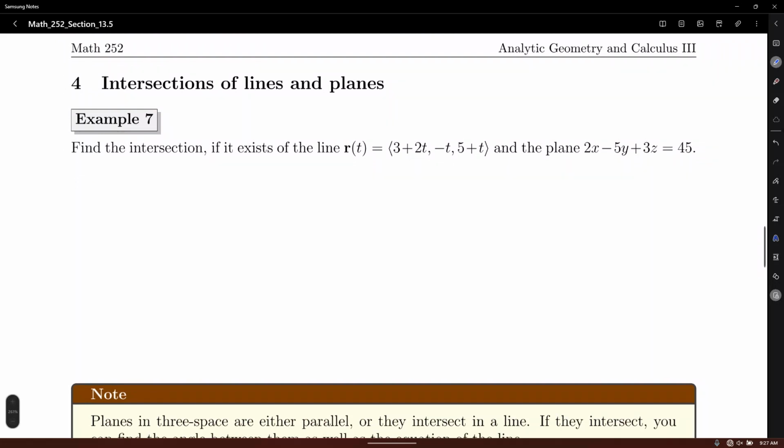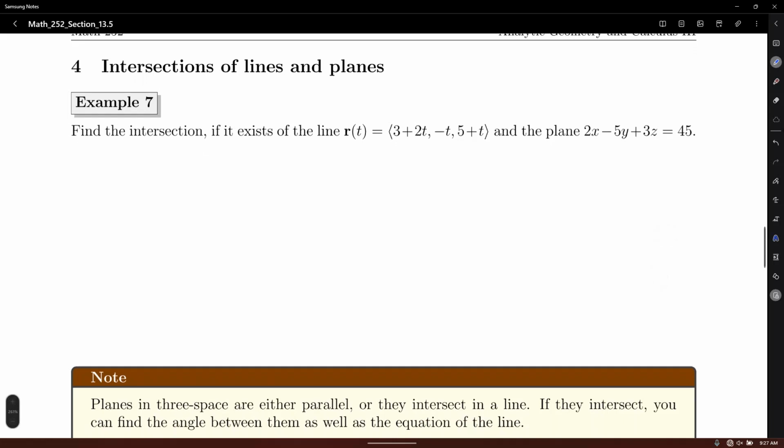Let's find the intersection, if it exists, of the line given by the vector valued function and the plane 2x minus 5y plus 3z equals 45. So how are we going to do this? Because we have a vector function, and we have a scalar function. So how are we going to put those two together if they are both of a different nature, so to speak? It turns out that somehow we can do a very simple substitution here.